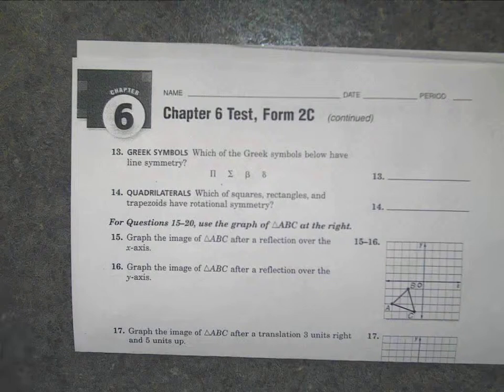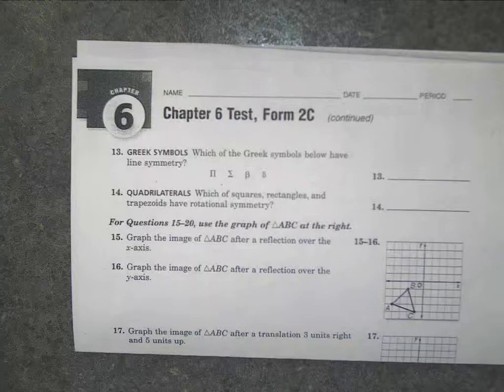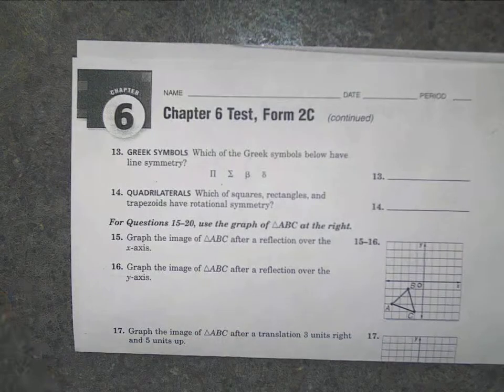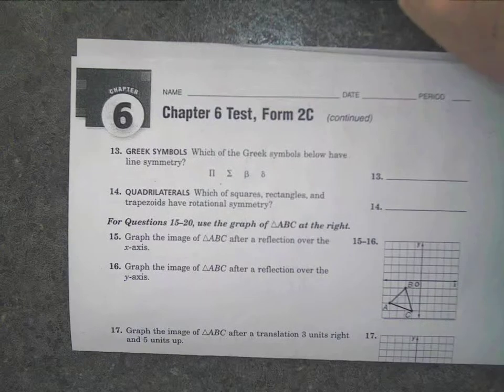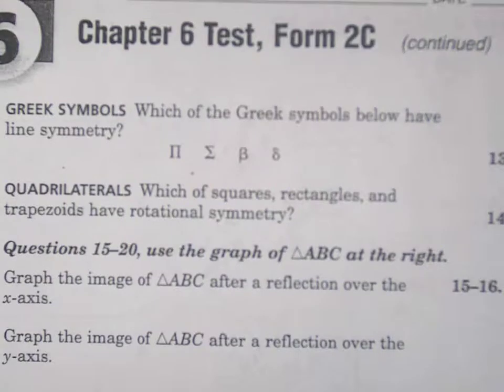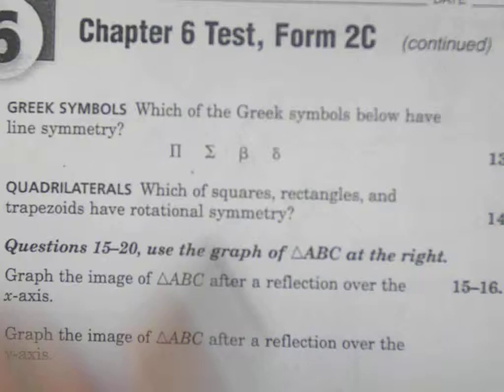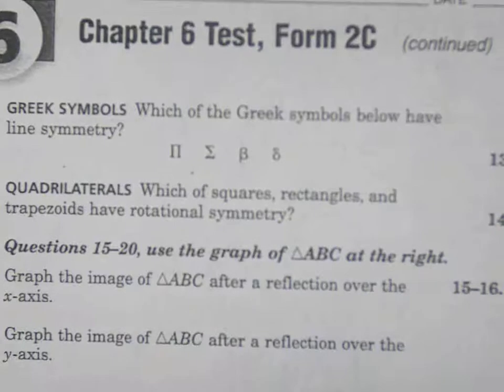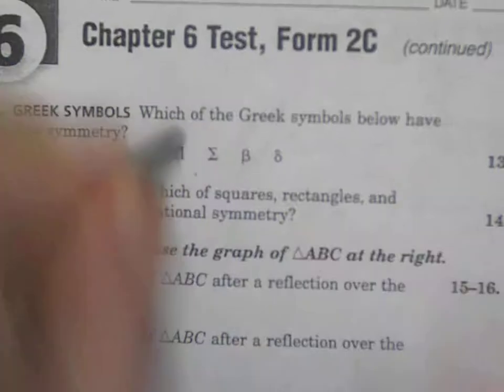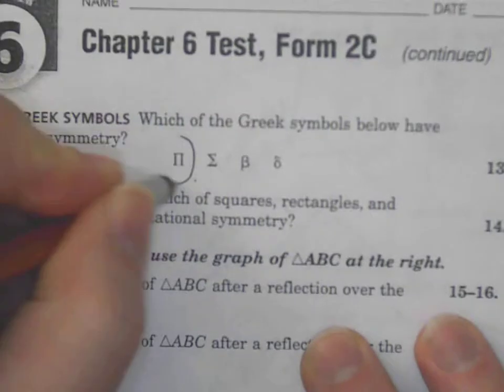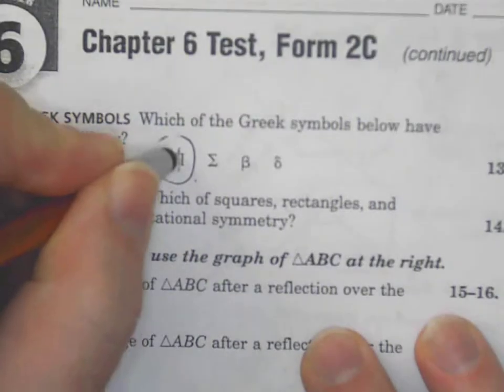Okay, question number 13 says, which of the following Greek symbols below have line symmetry? Yeah, I told you that I'm slightly mathematically geeky because when I blow up that kind of X-looking one, I'm thinking that it's way wider on the bottom than it is on top, and then I told everybody here, relax. They want you to see that this has line symmetry going straight up and down.